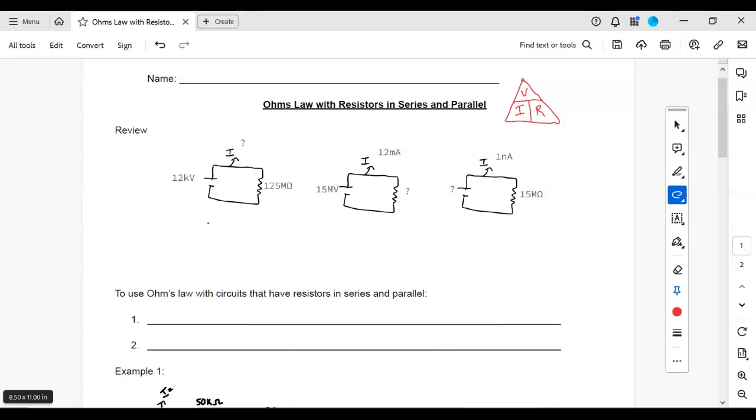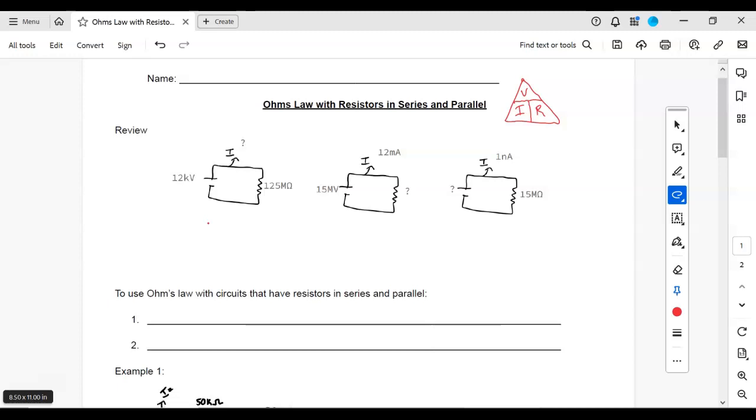Alright, in today's lesson, we are going to be combining the two main things that we've learned in this electronics unit, which is Ohm's law and resistors in series and parallel, put them together to solve some new problems that we have not actually encountered yet.